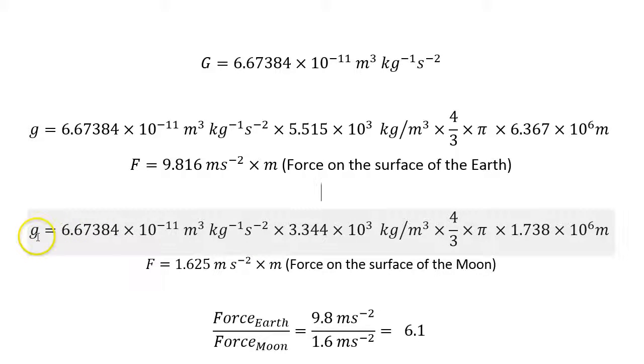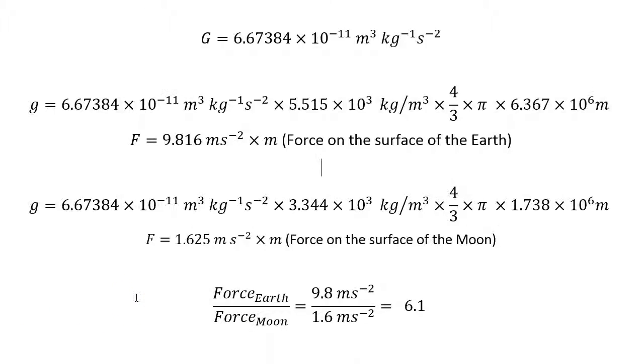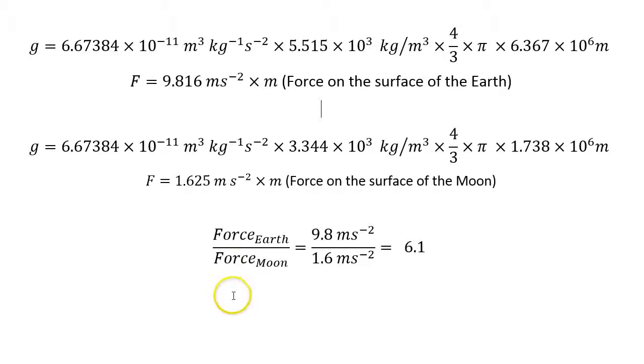Do the same thing for the moon. Same gravitational constant, a different density, and a different radius, and we get 1.625 meters per second squared times the mass of whatever object, the same baseball. It's going to accelerate much more slowly on the moon. And if we take the ratio of the force on the Earth to the force on the moon, we would divide the gravitational acceleration, I'm just going to report it to two places, 9.8 meters per second squared, divided by 1.6 meters per second squared on the moon, and we get about 6, a factor of 6.